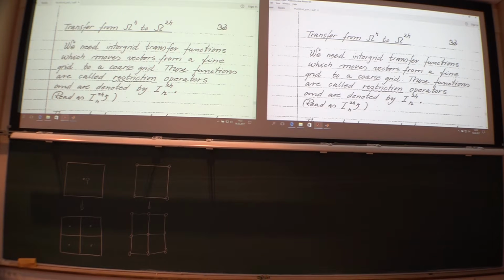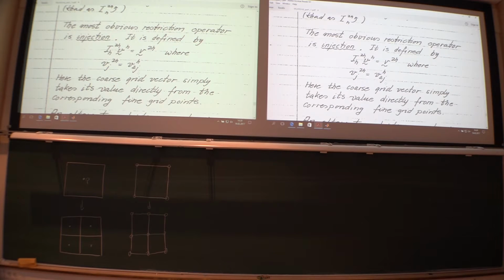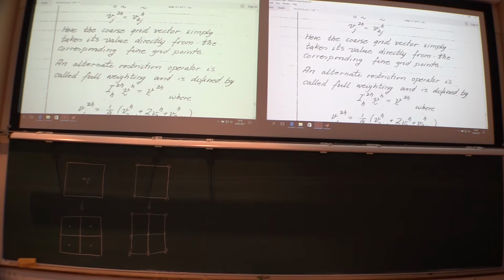So now what was tricky, from fine to coarse. A restriction, the same symbol, same operator, but now remember from sub to super. So now we go from fine mesh H to the coarse mesh 2H. And the obvious operator, you can just call it an injection. You just take every other point. That's simple injection for you. Yes, you can do that.